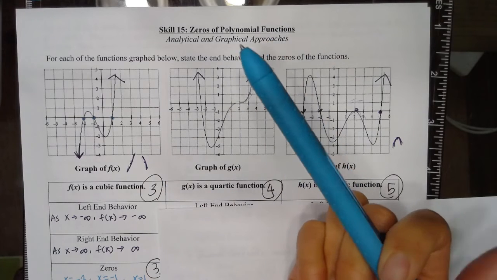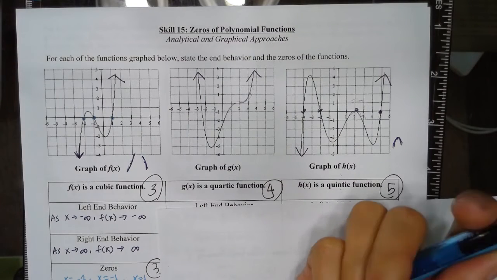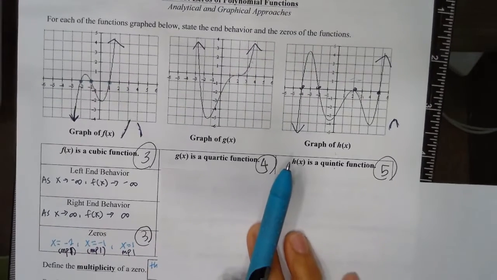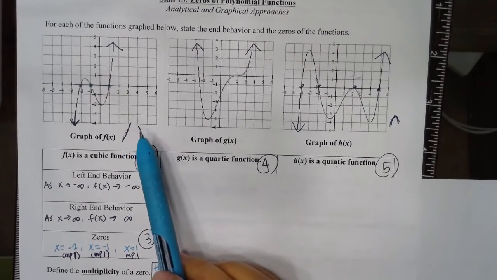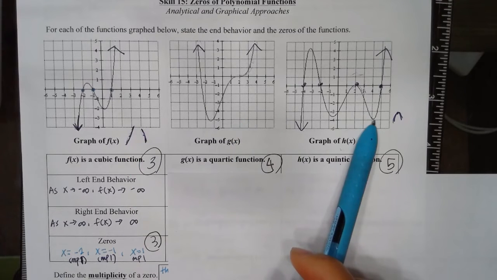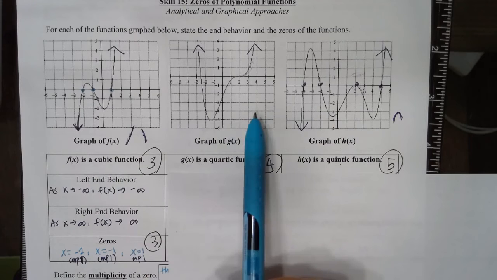Alright, so for each of the function graphs below, state the end behavior and zeros of the function. So we have three graphs: f of x, g of x, and h of x. We're going to do the f of x together, and you're going to do g of x and h of x in a second.